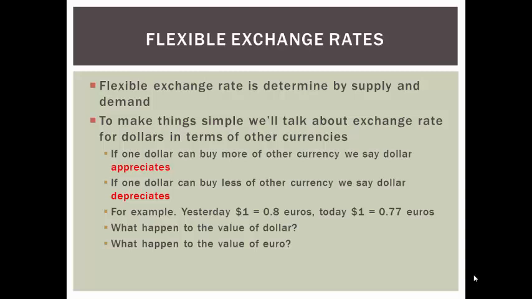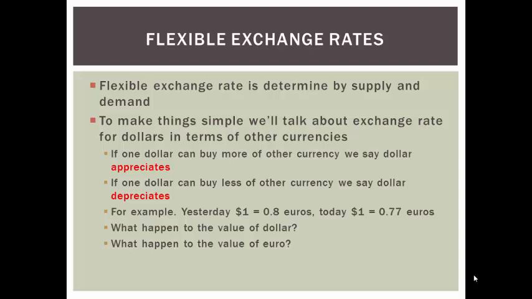So flexible exchange rates, or floating exchange rates, are determined by supply and demand. We discussed supply and demand briefly in the beginning of the semester. So here we're talking about exchange rates. That's the price for our currency. What does supply and demand represent? Supply and demand here will represent the supply of currency and demand of currency.